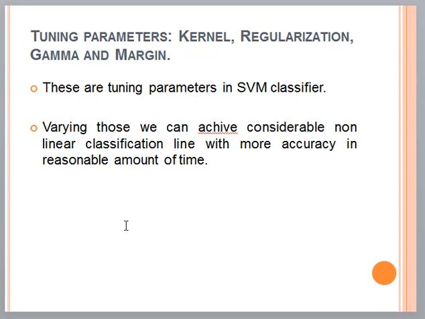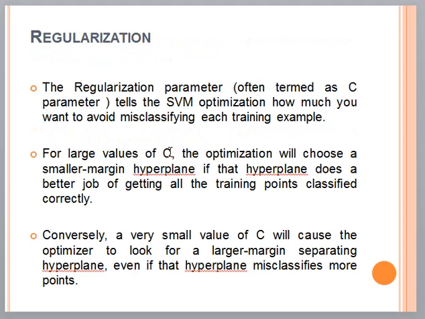We can vary these parameters to achieve a considerable non-linear classification line with more accuracy in a reasonable amount of time. So if we have these values perfectly tuned, we can have a higher accuracy rate in less time. The computation time can be reduced, and the accuracy can be increased, if we have optimally tuned hyperparameters for the SVM algorithm. So let's briefly describe these terms.